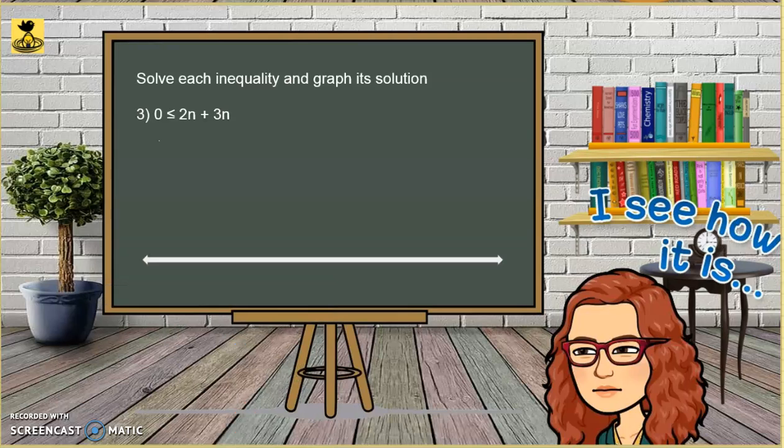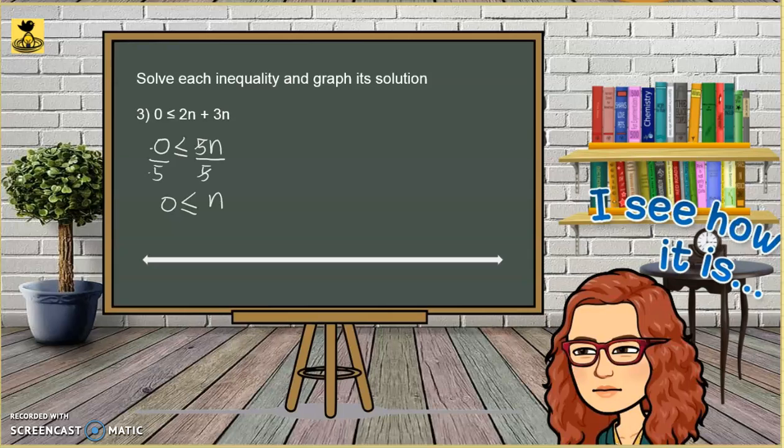So here, 0 is greater than or equal to 5n, since 2n plus 3n, of course, is 5n. So we don't need the 5. We divide 5 on both sides. And of course, 0 divided by 5 is just 0, is less than or equal to 5n divided by 5, the 5s cancelled out.